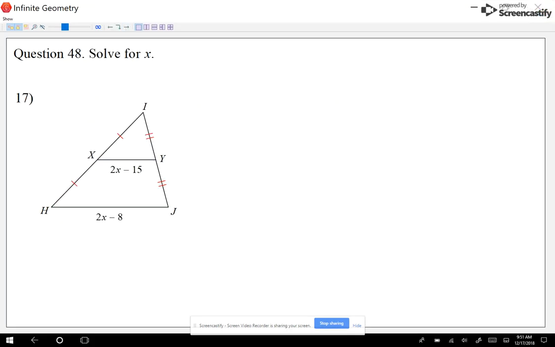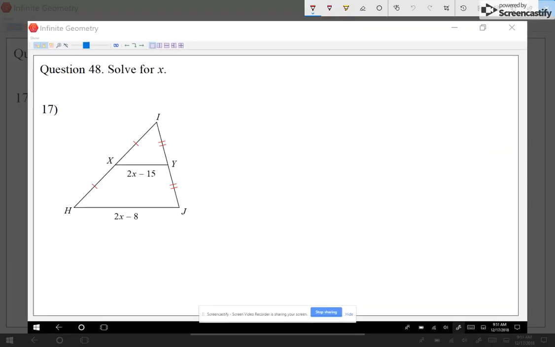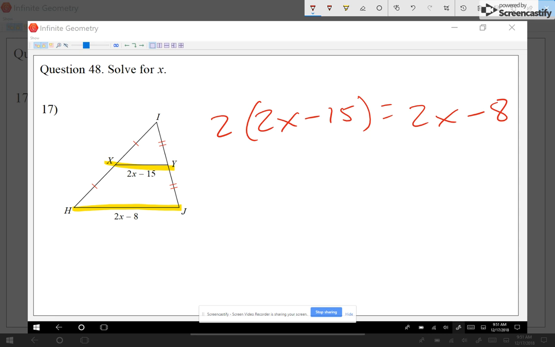Same thing for example number 17. Here the mid segment is 2x minus 15. So I'm going to go 2x minus 15, all multiplied by 2. I see the side that is parallel to it is 2x minus 8. Now, let me use the distributive property. I have 4x minus 30 is equal to 2x minus 8.